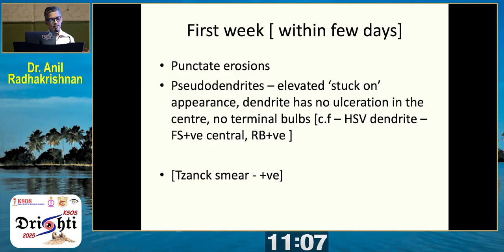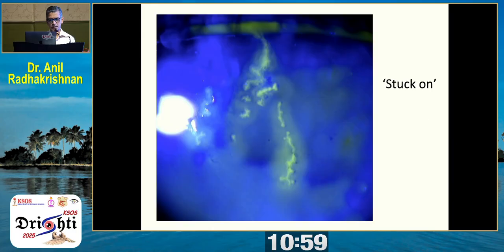Then the classical dendrite comes, which the previous speaker was mentioning, and this is a pseudodendrite. It has a stuck-on appearance like this. In contrast to HSV, there is no terminal bulb, but that is more of a theoretical description. The stuck-on appearance is very commonly seen. This is a well-known patient who had a well-proven varicella zoster virus infection, and he had this branching pattern also.